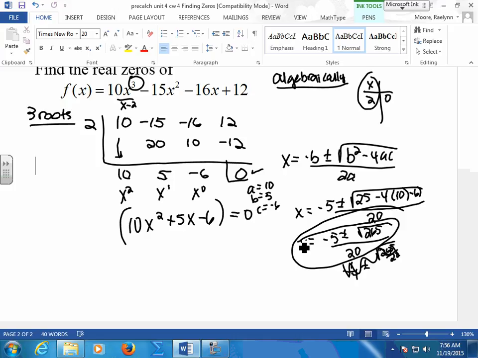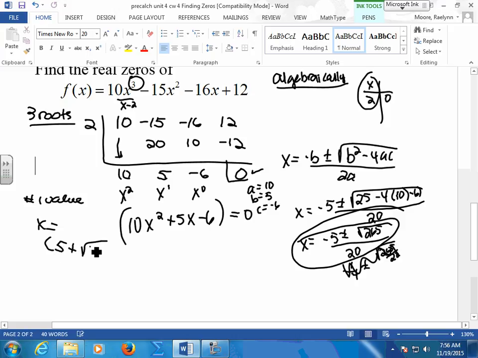Now, you have your calculator handy? Let's see if that is a 0. Watch how nice this works. Go to second calc, do number 1 value. When you get the x, I want you to put in, and you got to watch your parentheses, negative 5 plus radical 265, close that parentheses, divide by 20. Put that exact root in there, and what should your y say? 0.